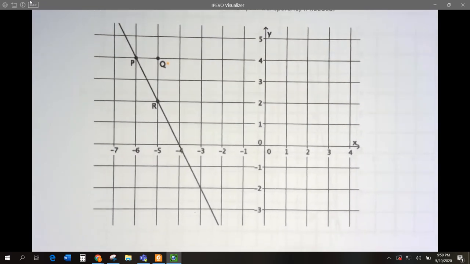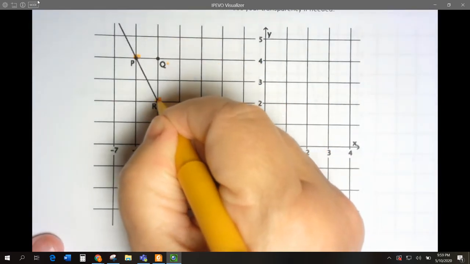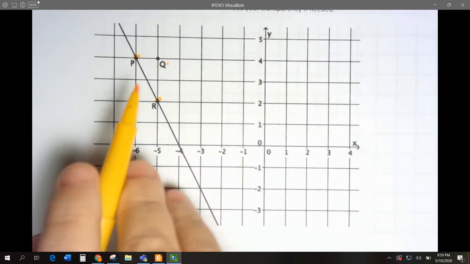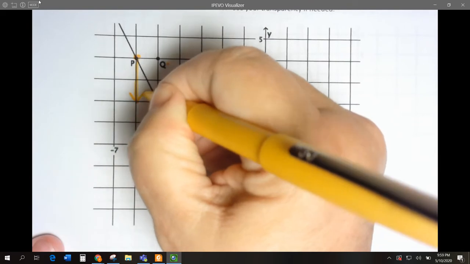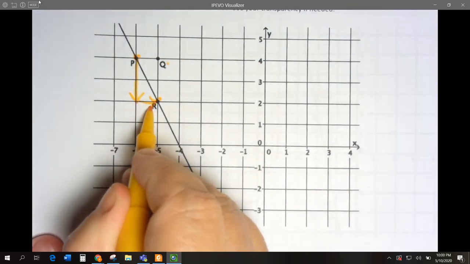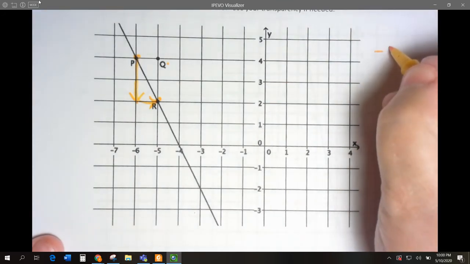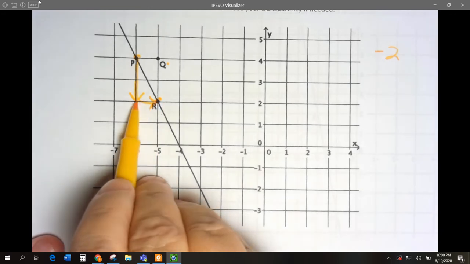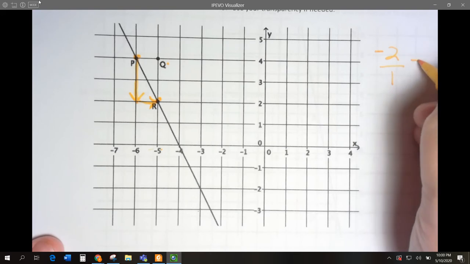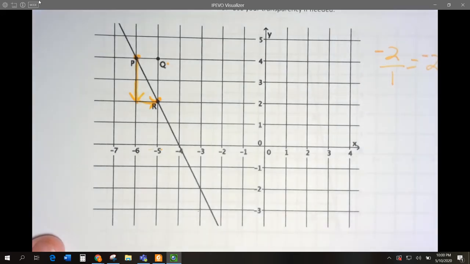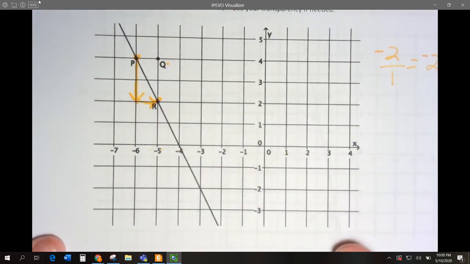Number 10. Once again, they give us our P and our R. And to get from P to R, to go from our left to our right, we have to go down. Our rise is negative, and then across. So we're going from 4 to 2, going down. So that's a -2. And to the right, from -6 to -5 is a 1. -2/1 is our slope, which can be simplified as a -2. Once again, it's going downwards, left to right. Therefore, it is a negative.